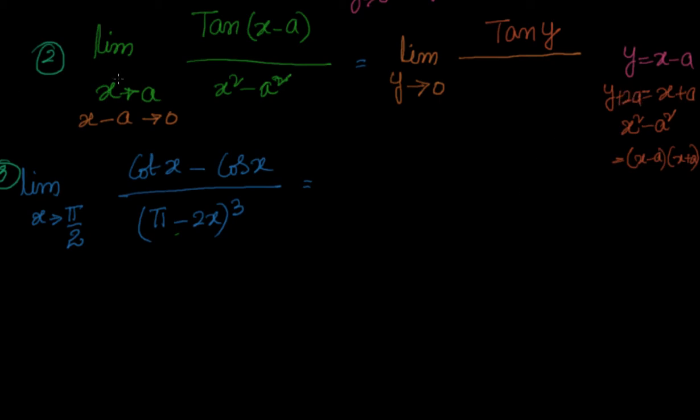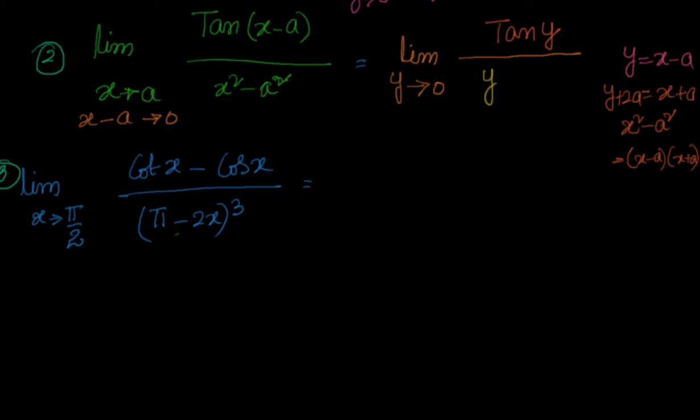I hope you are okay with that. Let me repeat it again. If x minus a equals y, you want x plus a, because x square minus a square, we want to write it in the form of x minus a into x plus a. X minus a we know anyway, so we'll write down y there, no problem with that.